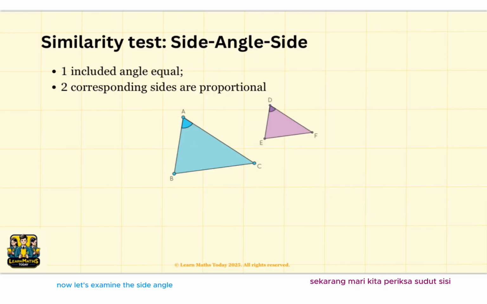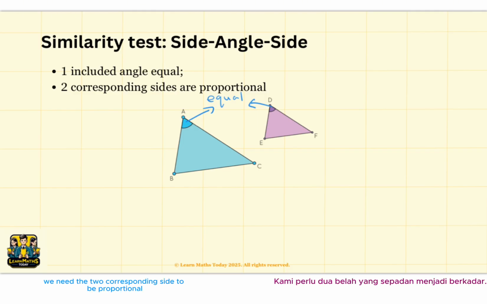Now, let's examine the side-angle-side similarity test, which combines both proportional sides and equal angles. We have triangle ABC in blue and triangle DEF in purple. The elements we need to check are as shown. First, you have the included angle, angle BAC and angle EDF. This must be equal for the SAS to work, and then we need the sides. We need the two corresponding sides to be proportional with the same ratio.